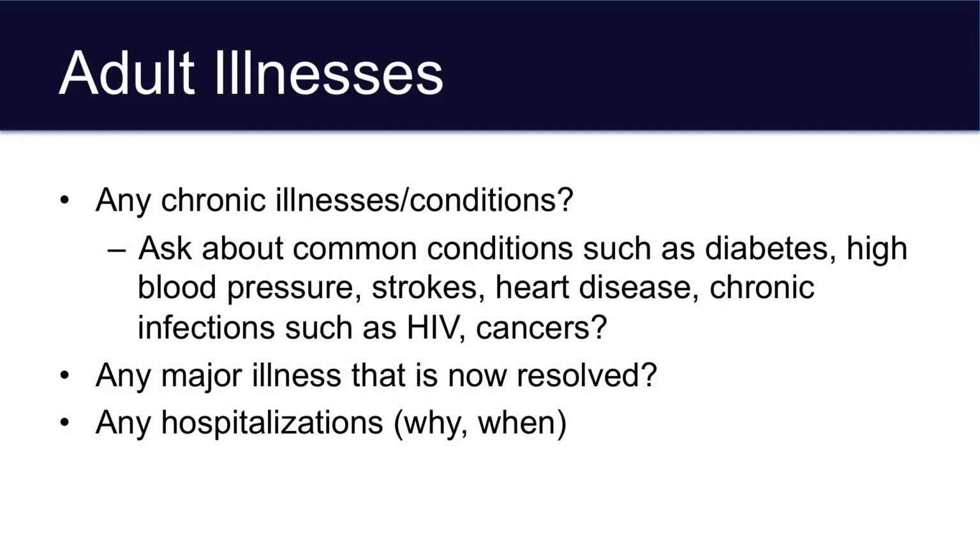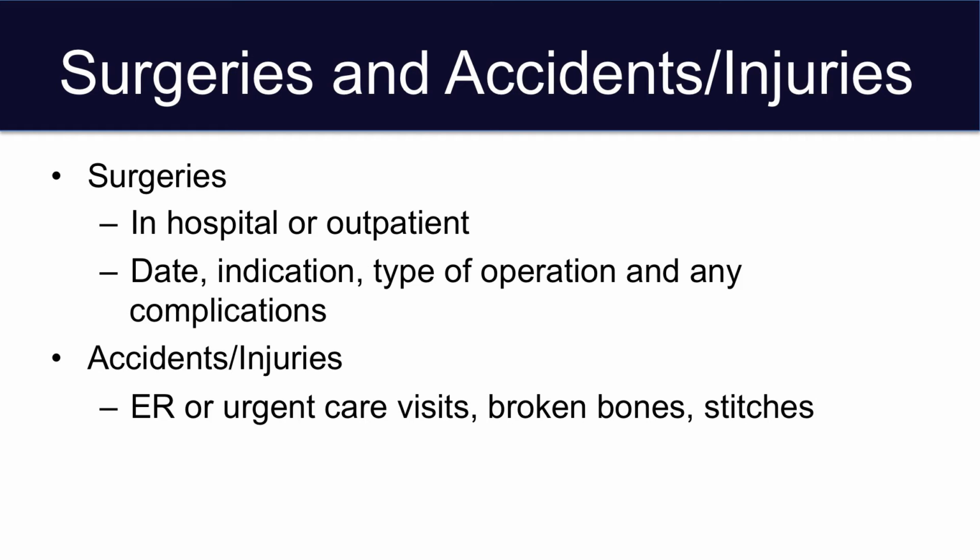You should ask the patient if they've had any chronic illnesses or conditions. Common ones that you should review include diabetes, high blood pressure, strokes, heart disease, chronic infections such as HIV, and cancers. You want to know about any major illness that has now been resolved and any hospitalizations that the patient has had. You can then move to the surgical history.